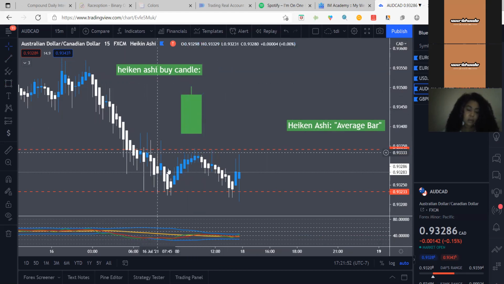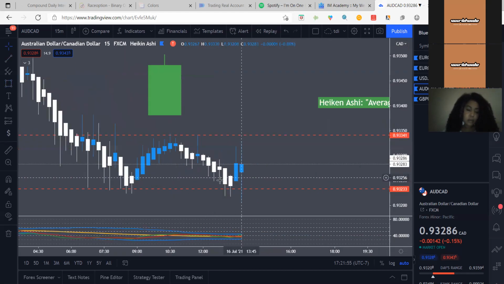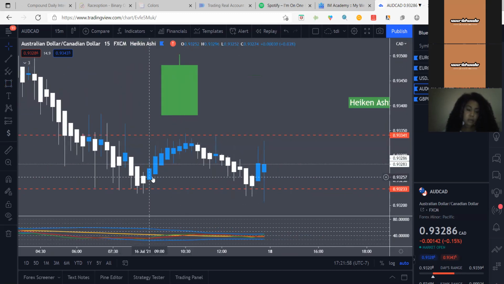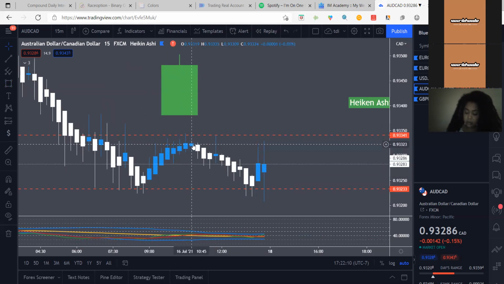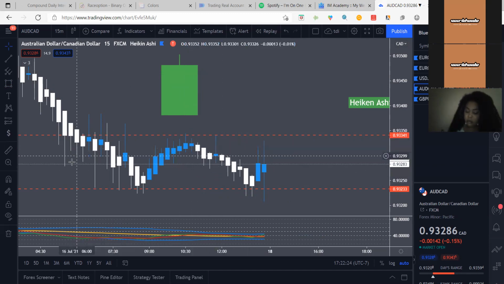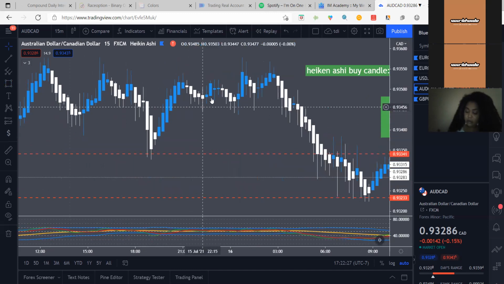So what you're looking for out of a Heiken Ashi candle, we're going to use this as an example here, okay? The shorter the body of the candle, the less the momentum of the buyers. So the shorter the Heiken Ashi candle that you see, the less momentum the buyer or seller has. And this works both ways. For the buys, the shorter the candle gets, the less momentum they have. Same thing for the sells. The smaller the body of the candle is, the less momentum they have.